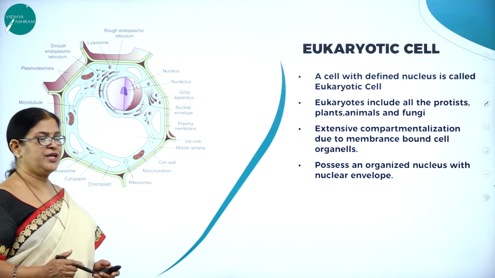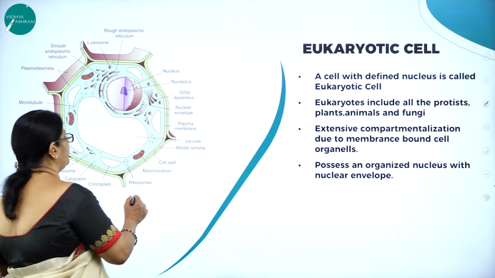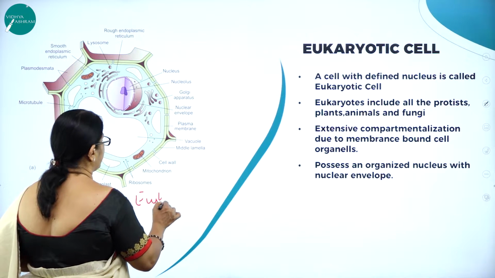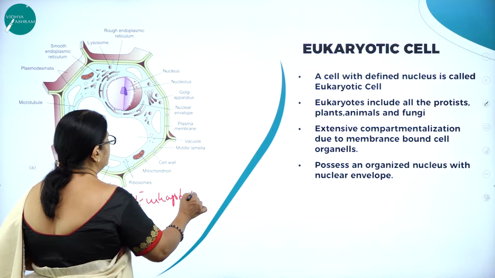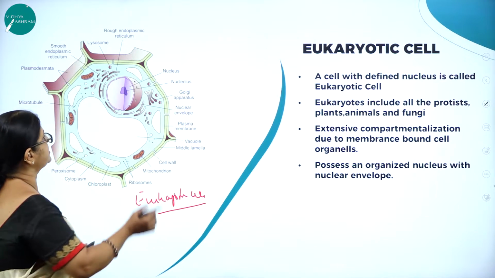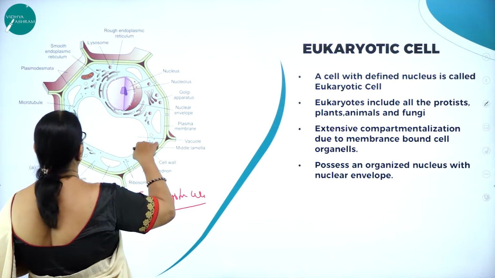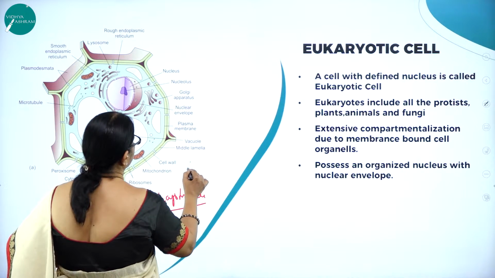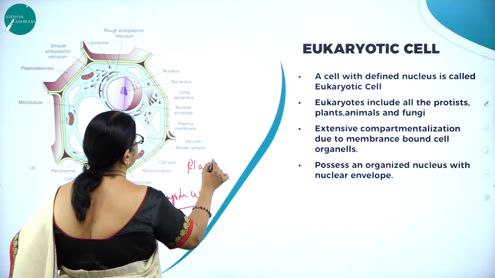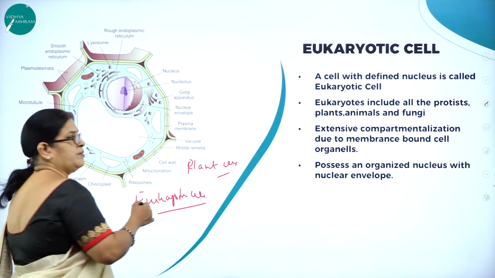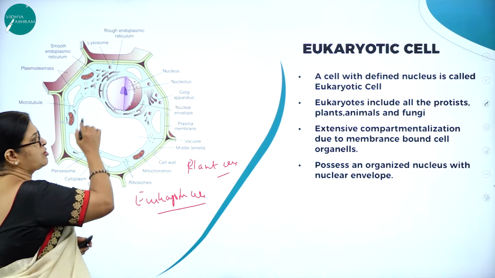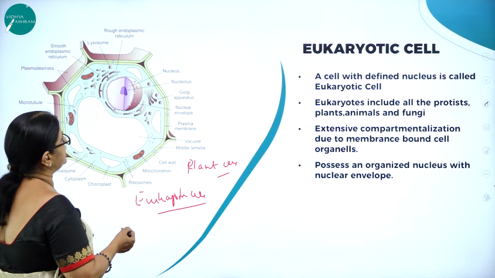Now moving on to the eukaryotic cell. Here you can see the beautiful picture of a eukaryotic cell, both a plant cell and an animal cell. This is a picture of a plant cell. Here you can see the cell wall. See the beautiful picture of a plant cell. What are all the parts that are found in a plant cell?